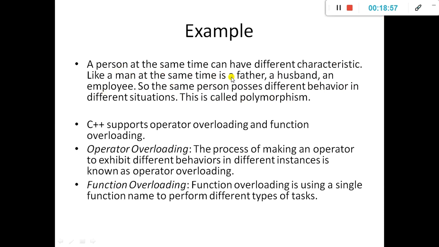And how it is actually implemented in C++ is through operator overloading and function overloading. So just now we saw an example of function overloading. That is, function overloading is using a single function name to perform different types of tasks. And what is operator overloading? The process of making an operator exhibit different behaviors in different instances is known as operator overloading.